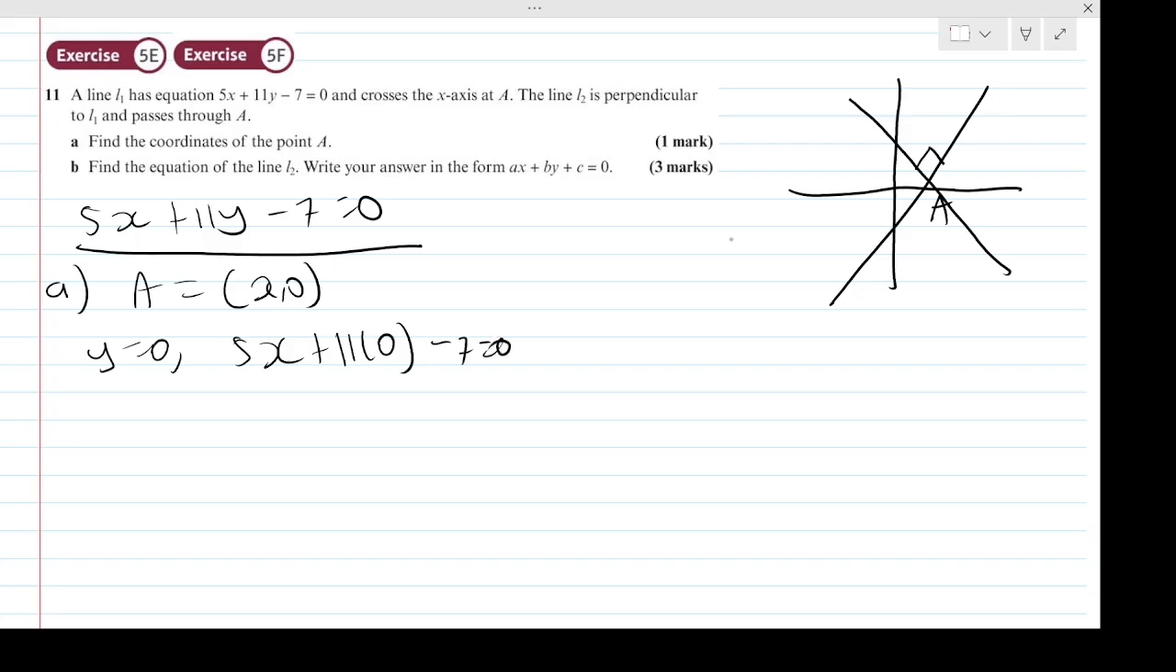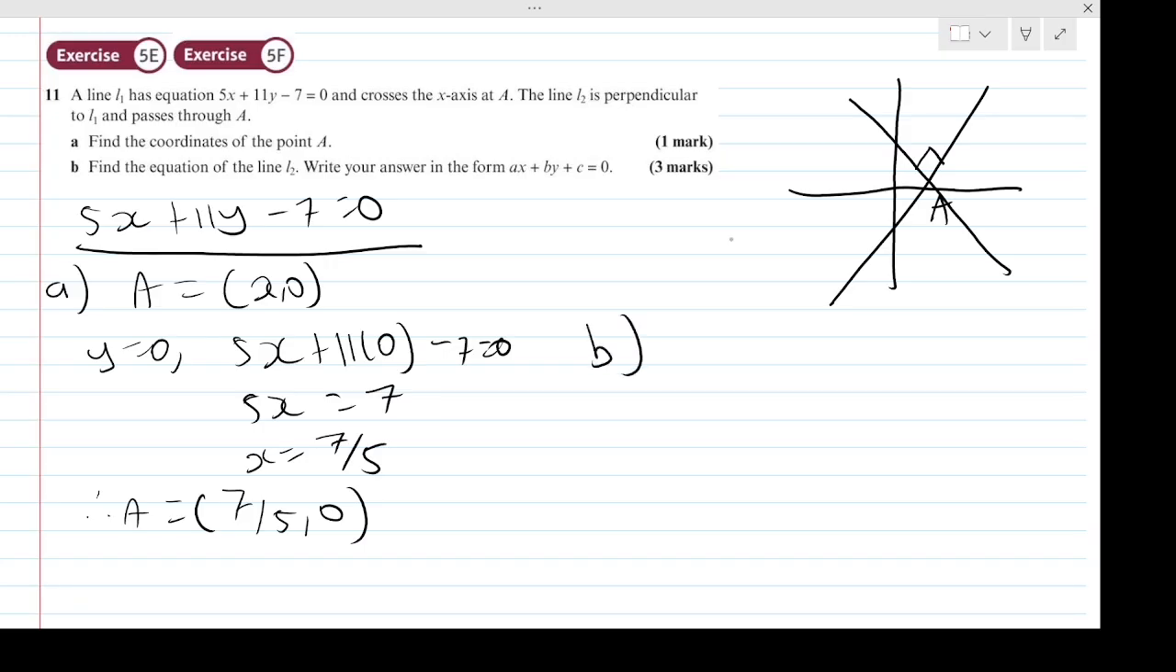Then if I simplify, 11y goes to 0, so I'm left with 5x - 7 = 0. I can move the 7 to the other side, giving 5x = 7, then x is 7 over 5. Cool. Therefore, the coordinate of A is (7/5, 0). Nice. Then part B is saying find the equation of L2.